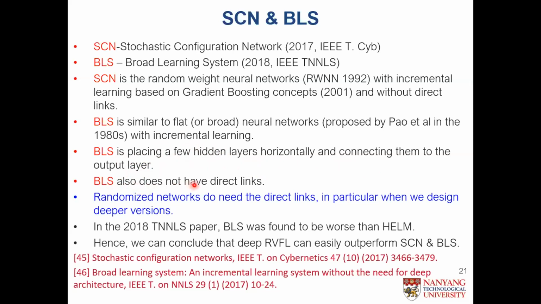BLS also excludes direct links. So in our opinion, randomized networks that do not have direct links may not perform well if you want to have deeper versions. In the original 2018 TNNLS paper, BLS was found to be worse than hierarchical ELM. Hence we can conclude that deep RVFL can easily outperform stochastic configuration network and broad learning. So these are the two references, the SCN reference and the BLS reference.